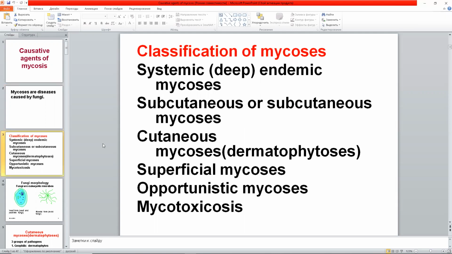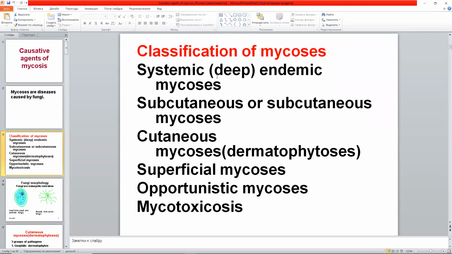Classification of mycosis in general. What diseases are caused by microscopical fungi? We are not talking about mushrooms. They cause food poisonings. We are talking about microscopical fungi. And this is the classification of mycosis, the diseases caused by them.